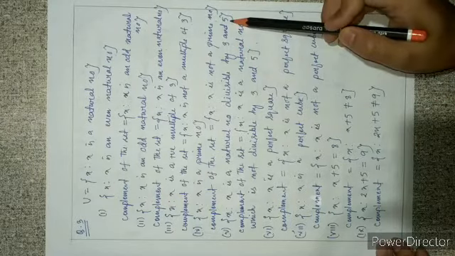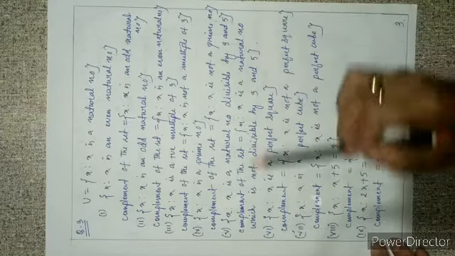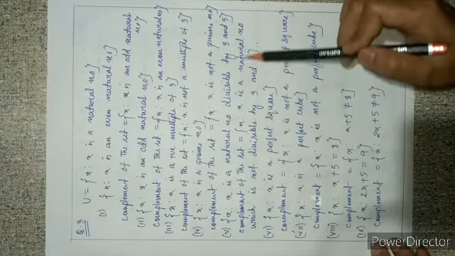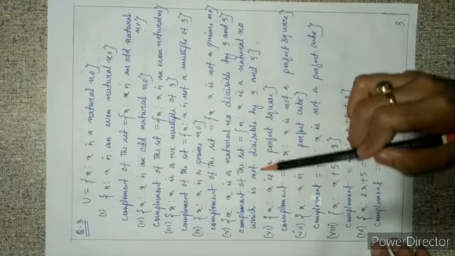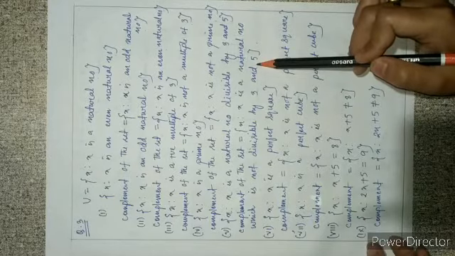The complement of the set is the set x. X is a natural number but which is not divisible by both 3 and 5.